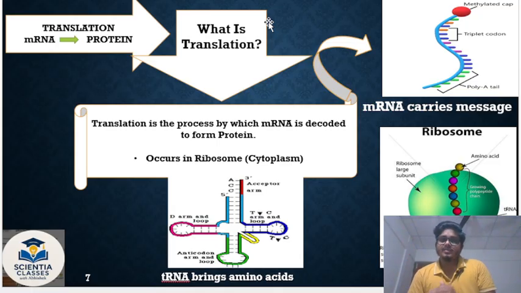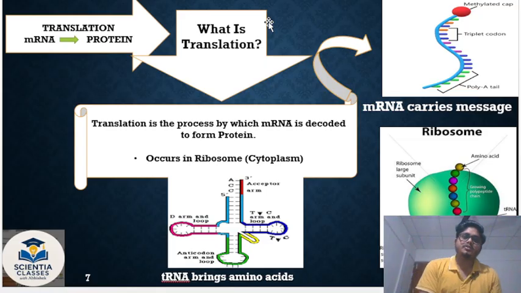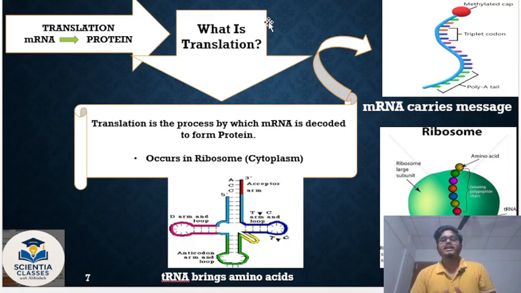There is a ribosome, which can meet the mRNA, and the ribosome will decode that mRNA with the help of tRNA. The tRNA also helps the ribosome decode the mRNA to make an amino acid chain. Right. So translation is the process by which mRNA is decoded to form protein. It occurs in the ribosome, in the cytoplasm area.